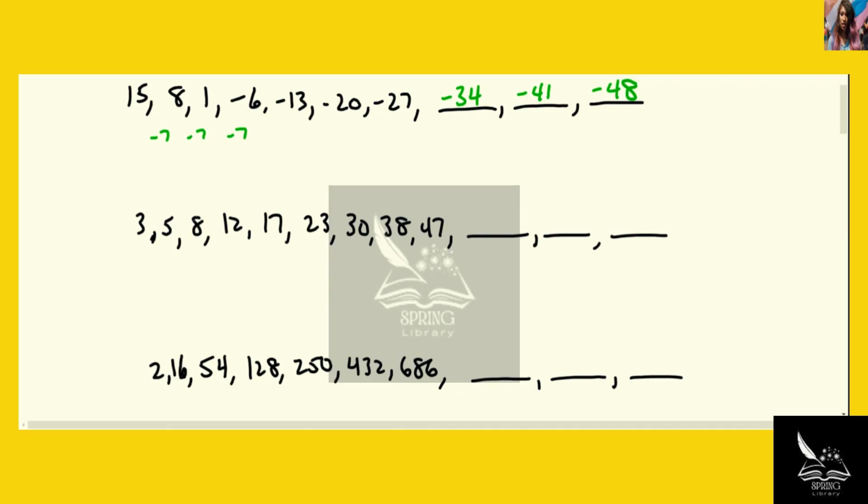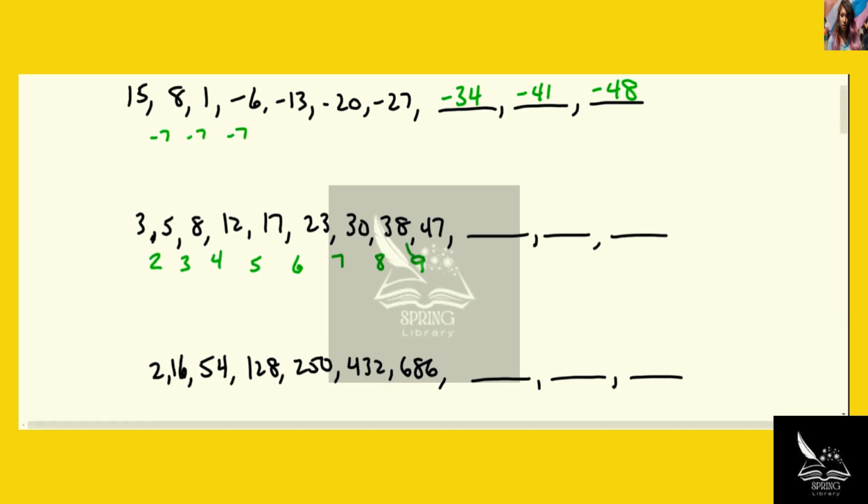Okay, my next sequence. Again, I'm increasing this time. Don't have a common difference, but the differences are interesting. From 3 to 5, that's a difference of 2. 5 to 8 is a difference of 3. Difference of 4, 5, 6. The gap is increasing by 1 each time.